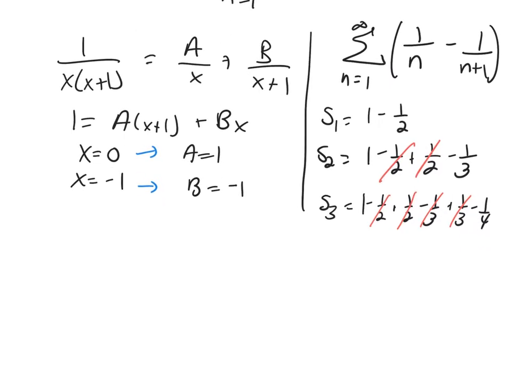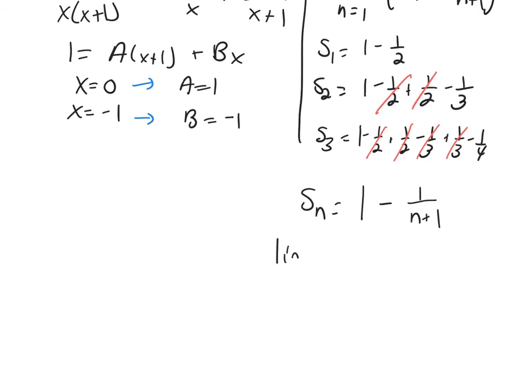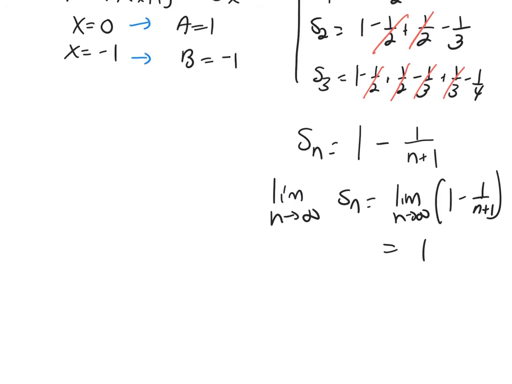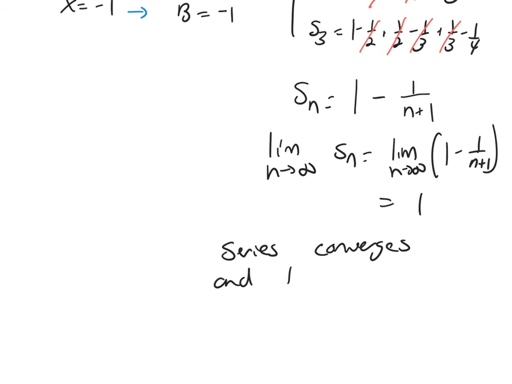Hopefully now you can kind of see a pattern and write a formula for Sn. Sn is 1 minus 1 over n plus 1. And then we take the limit of our partial sums. The limit of 1 minus 1 over n plus 1, that limit is going to be 1. So I can say that this series converges, and the sum is 1.